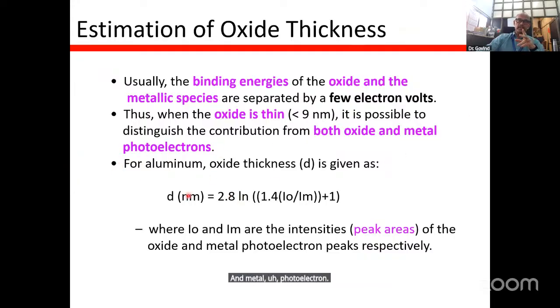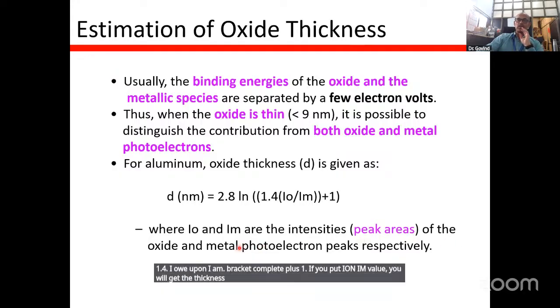So take an example. For aluminum, it easily gets oxidized. And how to understand its thickness? There is a simple formula. This is a universal formula for that. D, the thickness in nanometer, is equal to 2.8 ln of (1.4 IO upon IM) plus 1. If you put the IO and IM values, you will get the thickness of that particular oxide layer.